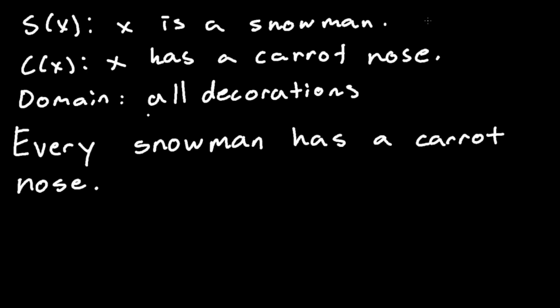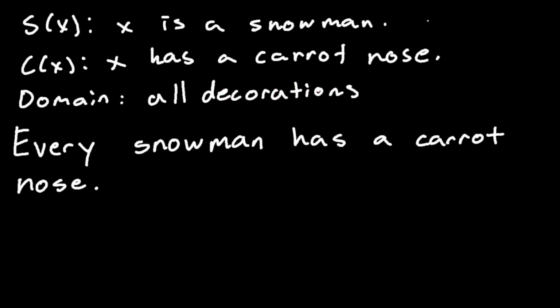So what do we have here? We have the domain. It's all decorations, right? We have all decorations as the domain, and we need to keep this pretty hard in mind. The reason why is that if the domain was all snowmen, then there would be no point of the statement, right? No matter what, X will be a snowman. If the domain was all snowmen, then X will always be a snowman. So there'd be no need for the statement. That's why the domain is pretty important.